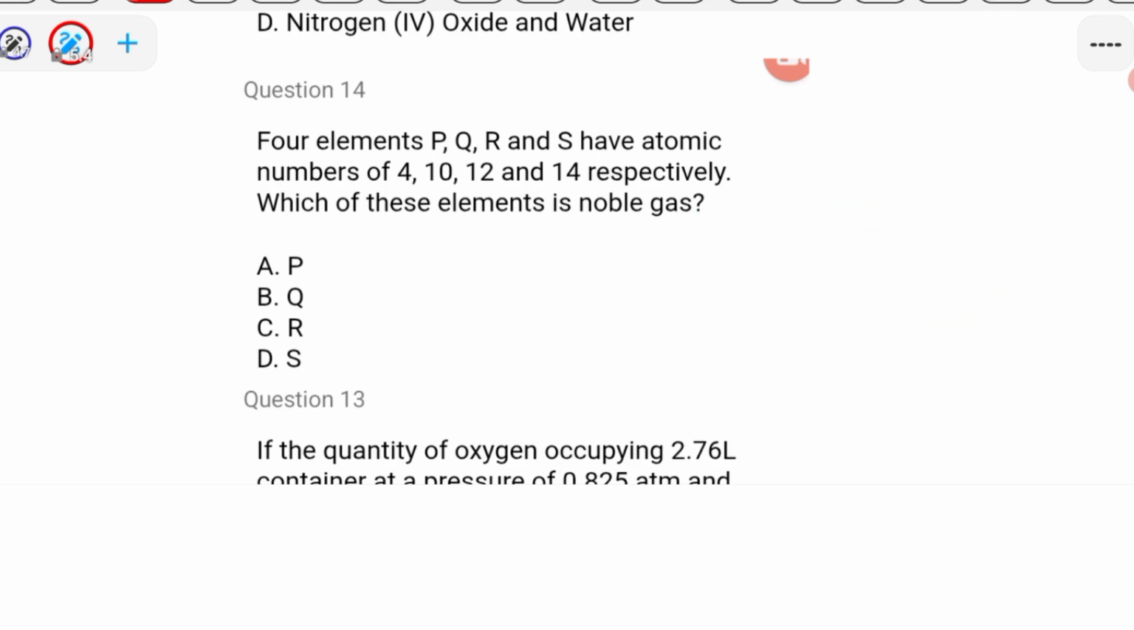So if you check this very well, it cannot be this one, because helium is 2. The atomic number is 2. So let's check this one. This one is 10. The configuration will be 2, 8. That's for this one. Then for the one that is 12, that will be 2, 8, 2.